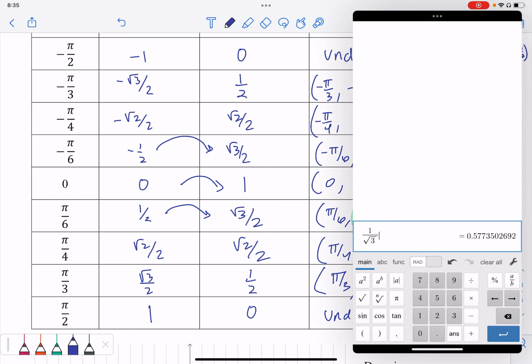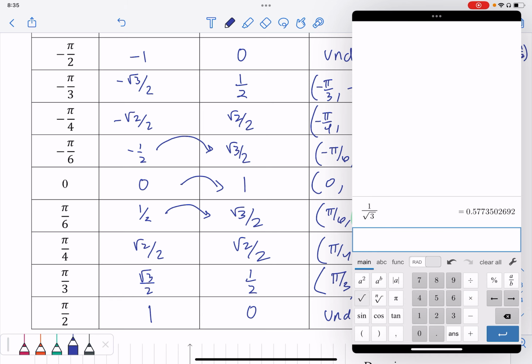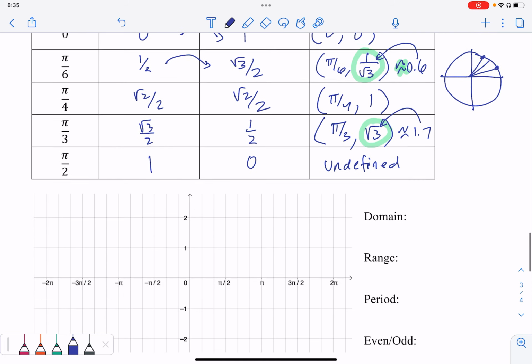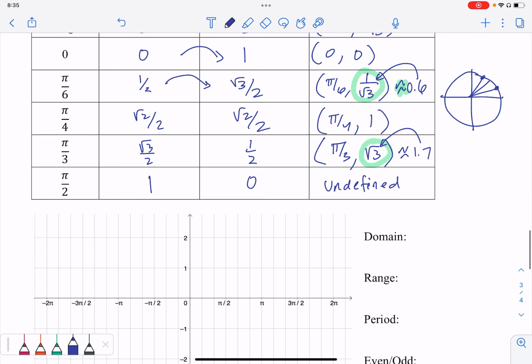And then for root 3, so new line, root 3, I get about 1.7. Okay, so about 1.7, and that's for this value specifically. And that'll just help us get a better idea of what's going on here. Okay, so now I'm ready to graph.